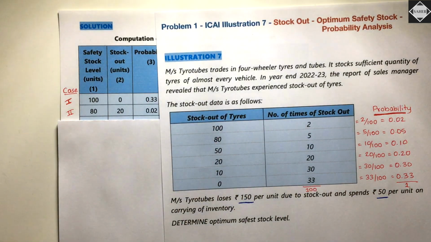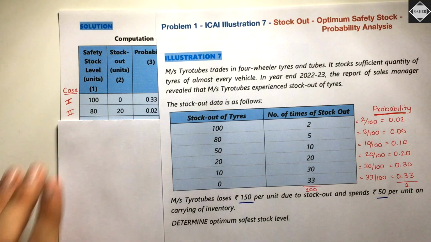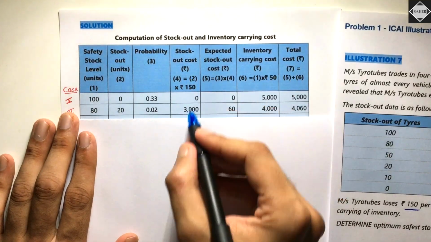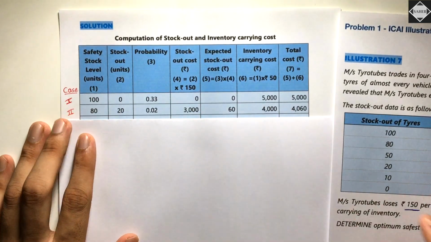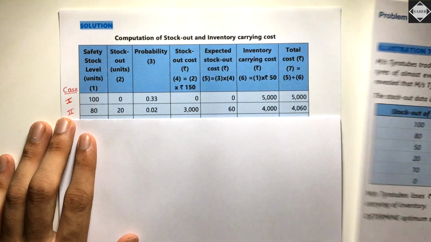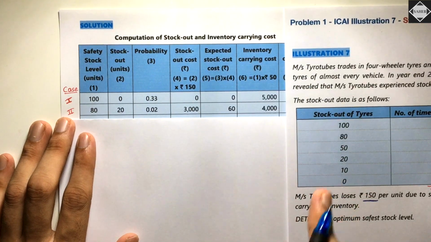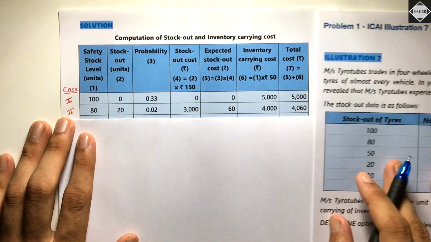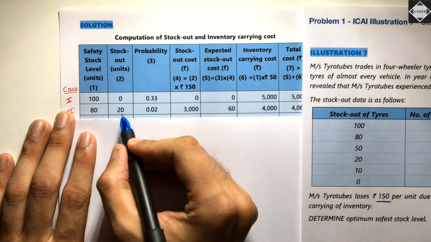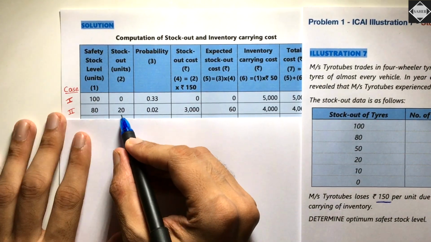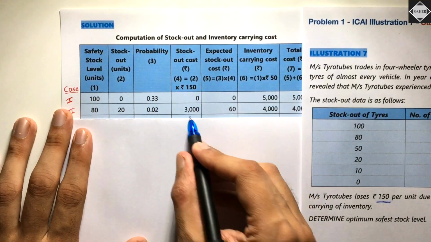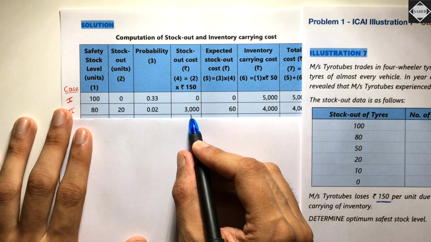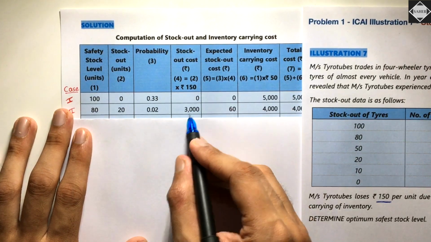Okay, fine. Moving on. Then we have to calculate stock out cost. How do you calculate stock out cost? You all know, right? I'm coming back to 80 also. I have to just complete this calculation. Fine. So see here, 20 into 150, that's equal to 3000. Stock out units into stock out cost per unit, that's 3000.